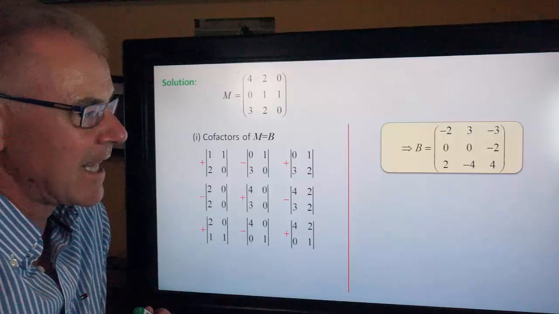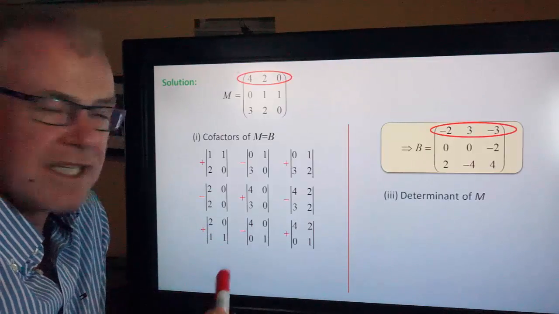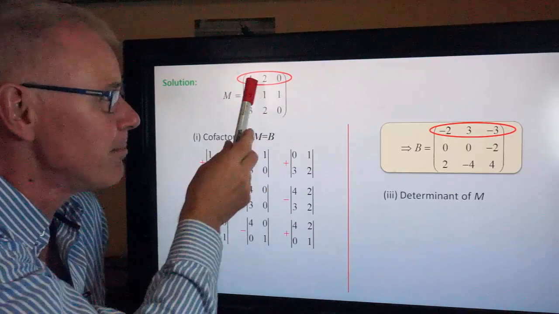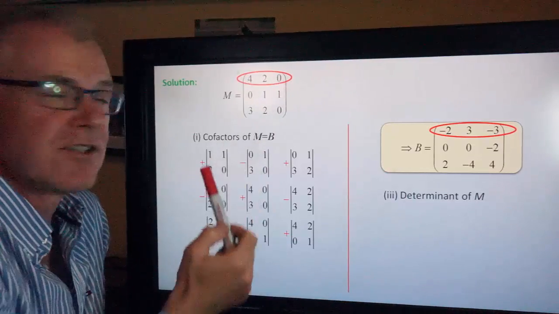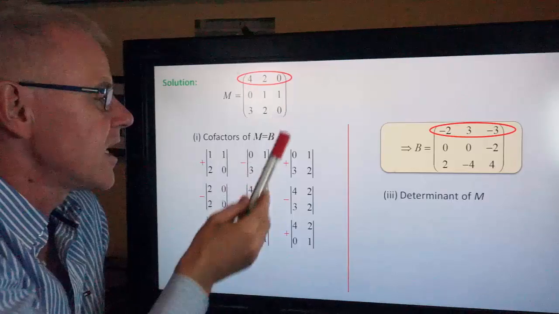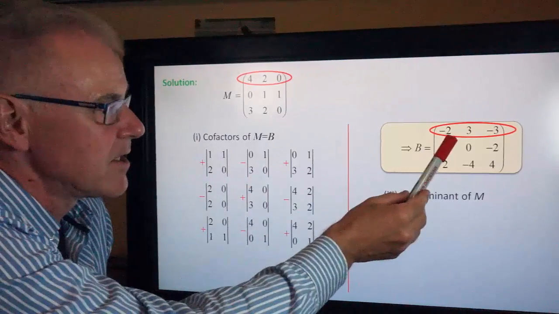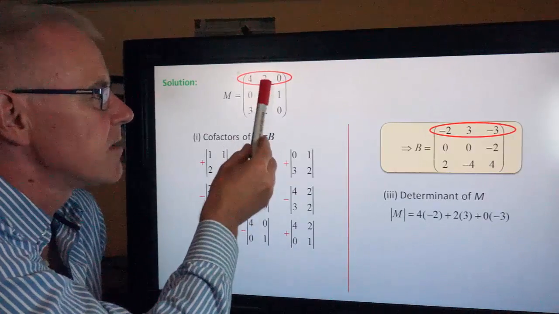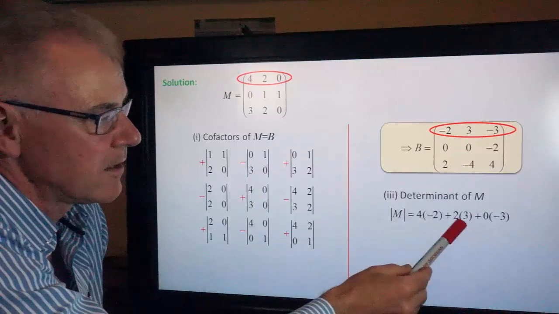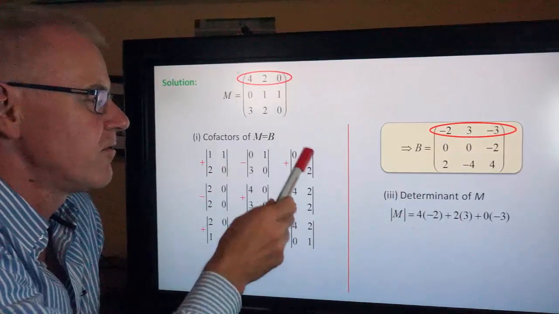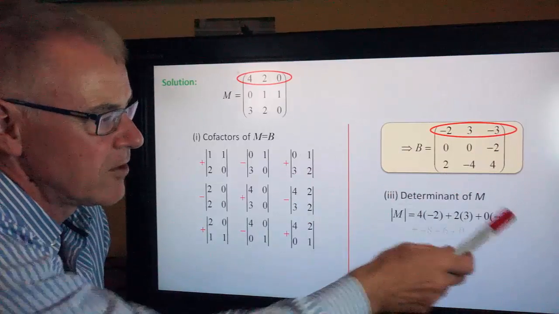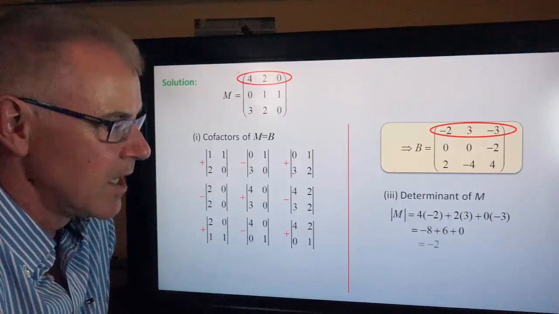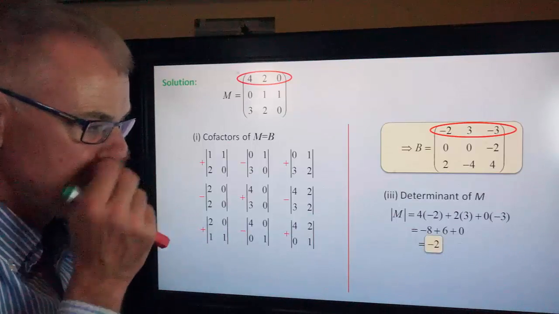Now we're also asked to calculate the determinant. So the determinant is found by taking any row or any column. So in this case I've taken the first row and multiplied each of the elements by the cofactors of those elements. So it'll be 4 times the cofactor of element 4, which is minus 2, so it'll be 4 times minus 2. Then the second element will be 2 times the cofactor of 2, which is 3, so it'll be 2 times 3. And 0 times the cofactor of 0, which is minus 3, so it'll be 0 times minus 3. So this will be minus 8 plus 6, which is minus 2. So the determinant of the matrix is minus 2.